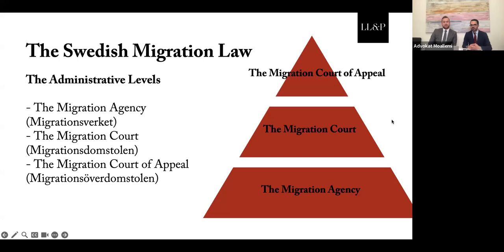So that is kind of a last chance to go there, and it's not every case that's going to be tried. So the most important levels in most applications are the migration agency, followed by the migration court.